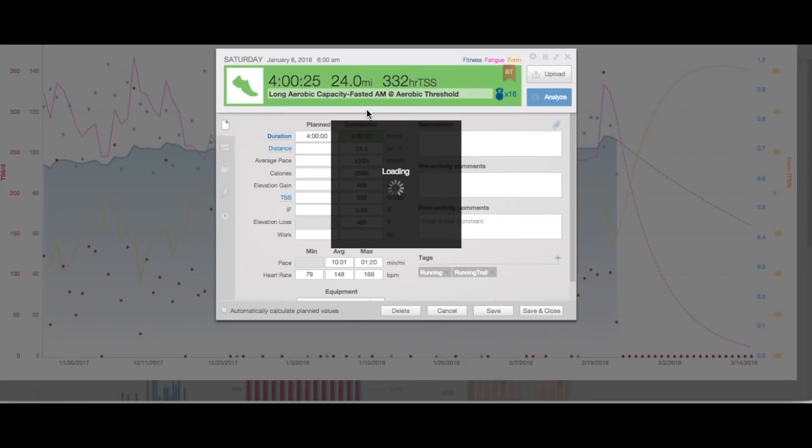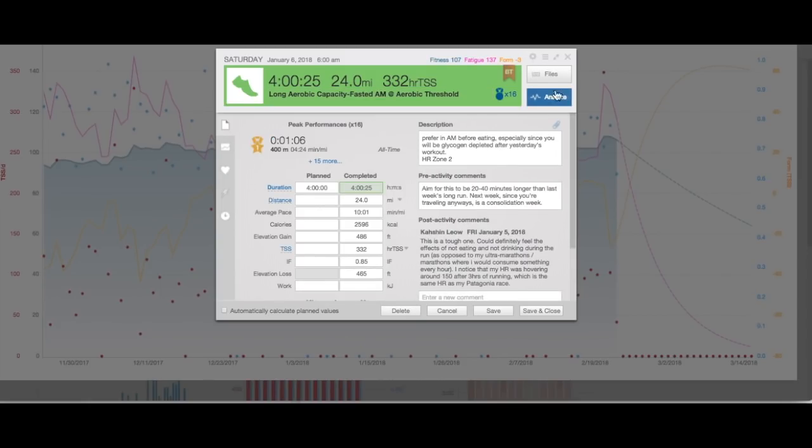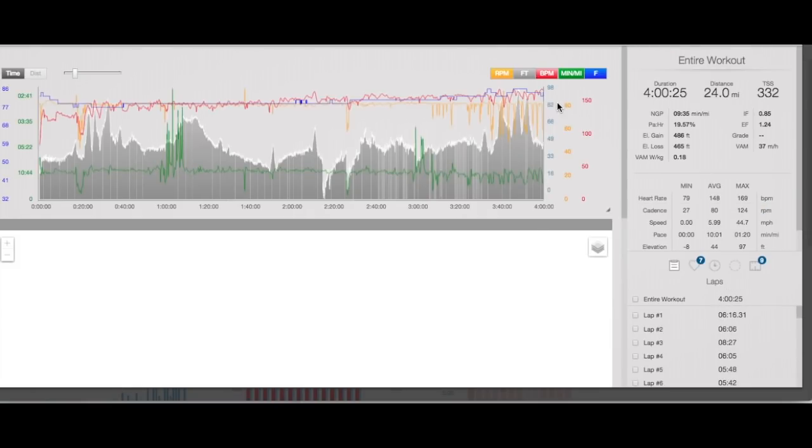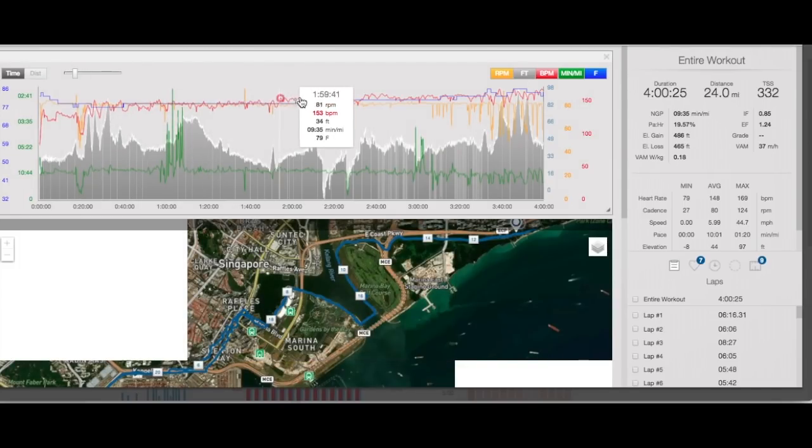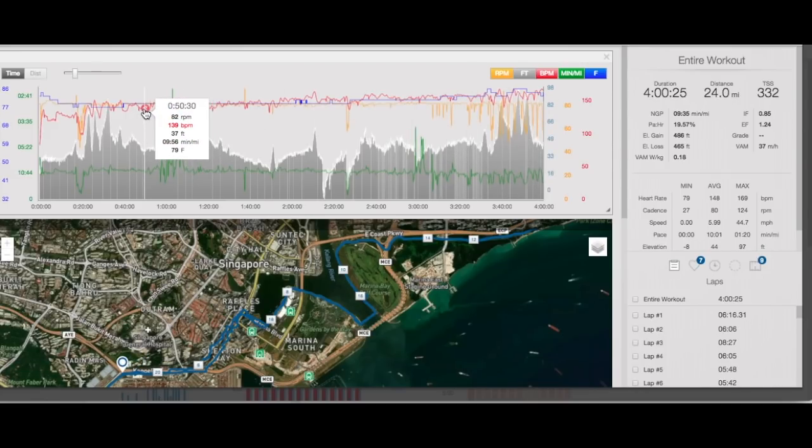I can click on the workout box and it'll bring up some data. My internet connection is obviously pretty slow today. I can then go into the data. I can see the map. The map's not coming up too well right now, but I can also see this stuff here, which is actually what I'm most interested in.